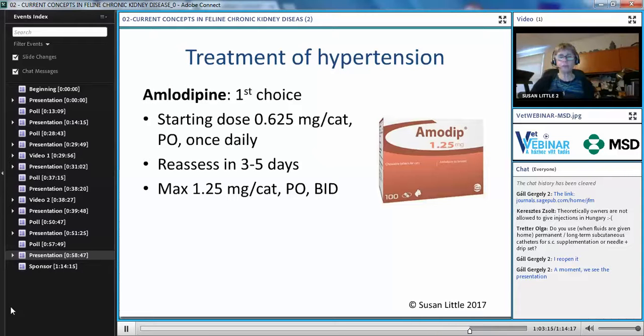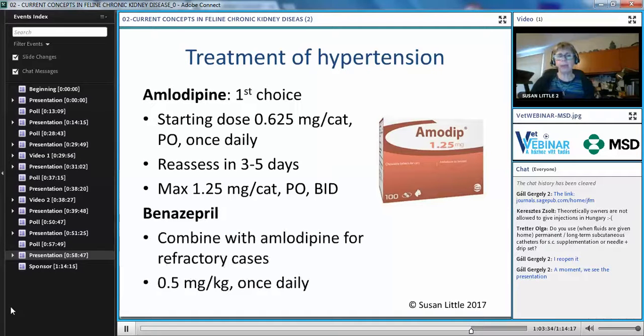So what do we do for treatment? Well, the drug of choice is amlodipine. It is the first choice from most experts. Typically, we start cats at 0.625 milligrams once a day. We can go up to a maximum of 1.25 milligrams, that's per cat, twice a day. And typically, I would reassess a patient within a few days of starting the drug because it does tend to work fairly quickly.